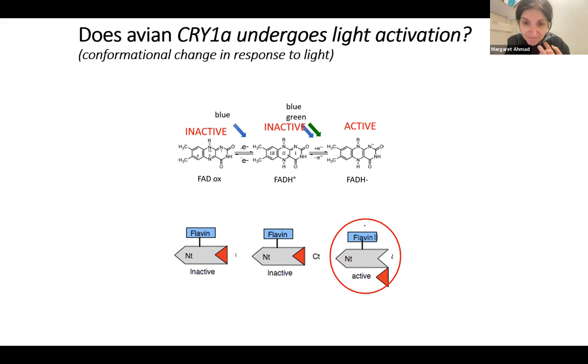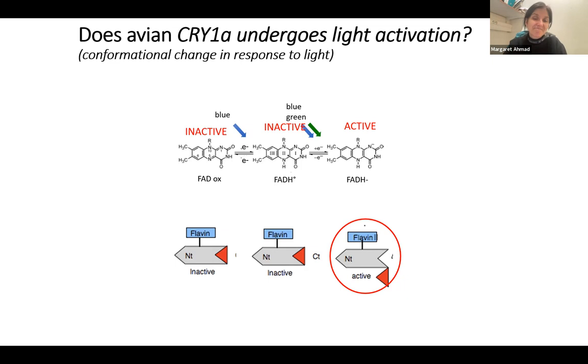And the prediction, so this is where the insight came. They thought about this. They said, well, if that change is happening in the bird cry, then if we raise an antibody specifically to the C-terminal domain, it should only bind to the light activated form. You understand why? Because in the light activated form, the C-terminus is flipped out. It's accessible to antibody. In all the other forms, it's not. Next slide.